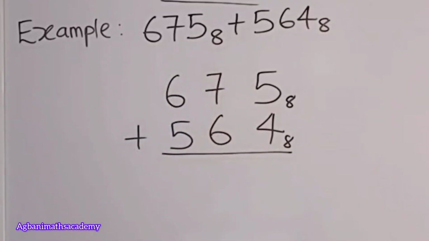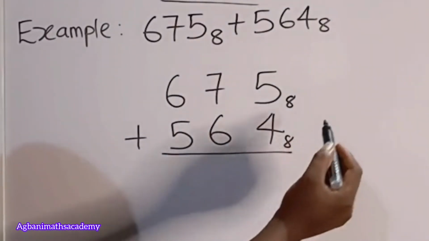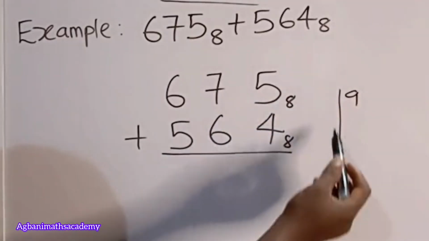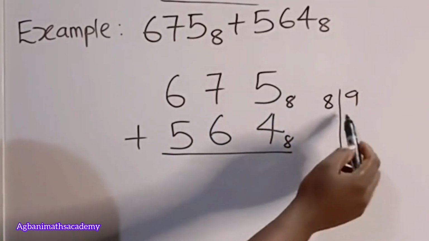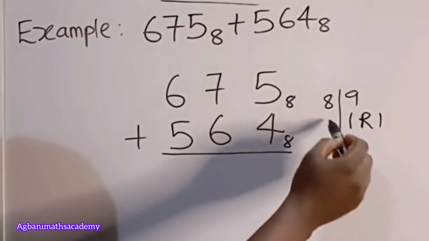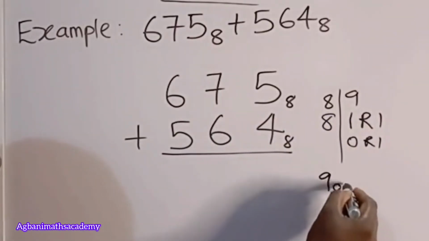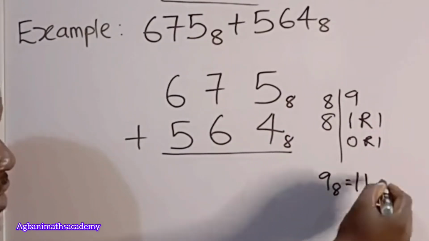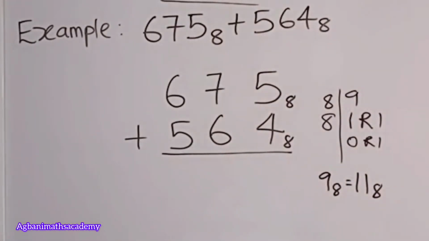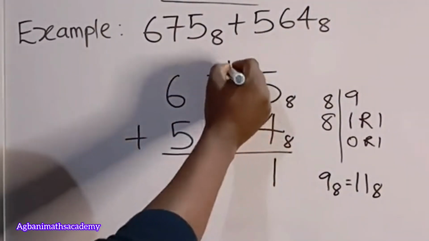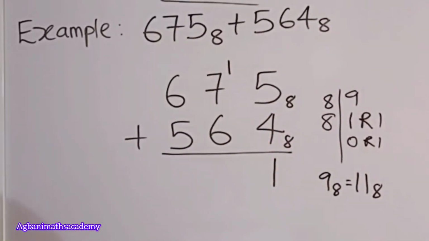So 5 plus 4 gives us 9. And 9 is bigger than 8, so we have to convert it. 9 divided by 8 gives us 1, remainder 1. 1 divided by 8 gives us 0, remainder 1. That means 9 base 8 is the same thing as 11 base 8. Okay? So now we're going to write down 1 and bring 1 this way.